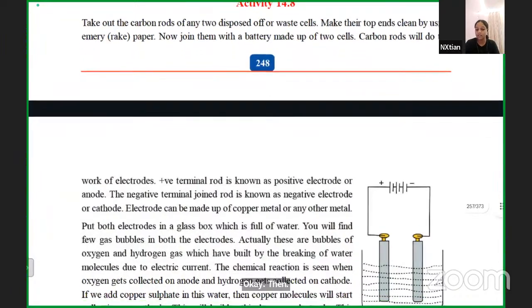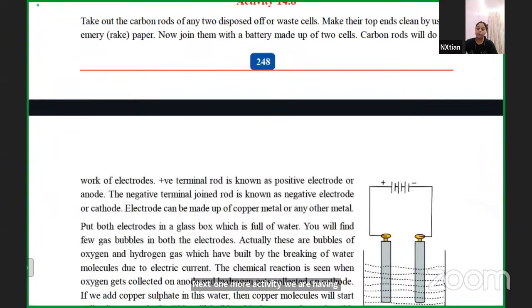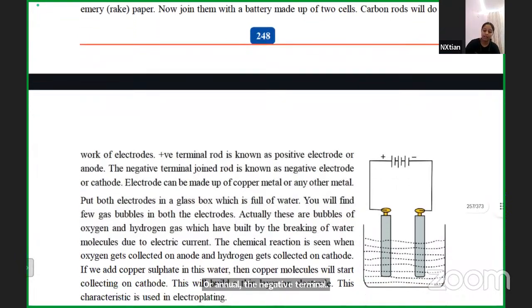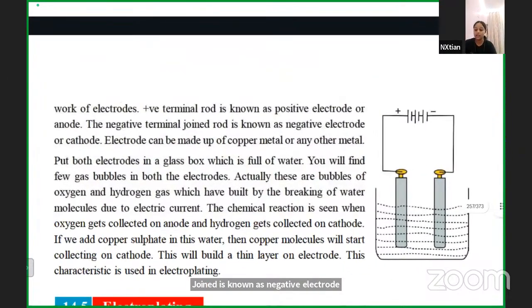Next, one more activity we are having. Take out the carbon rods of any two disposed or waste cells. Make their top ends clean by using sandpaper. Now join them with a battery made up of two cells. Carbon rods will do the work of electrodes. The positive terminal rod is known as positive electrode or anode. The negative terminal rod is known as negative electrode or cathode. An electrode can be made up of copper metal or any other metal.